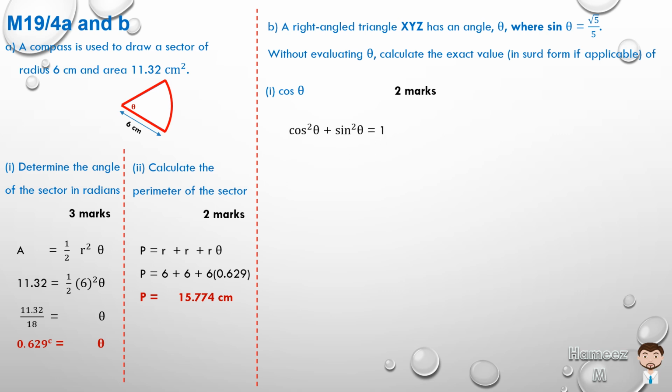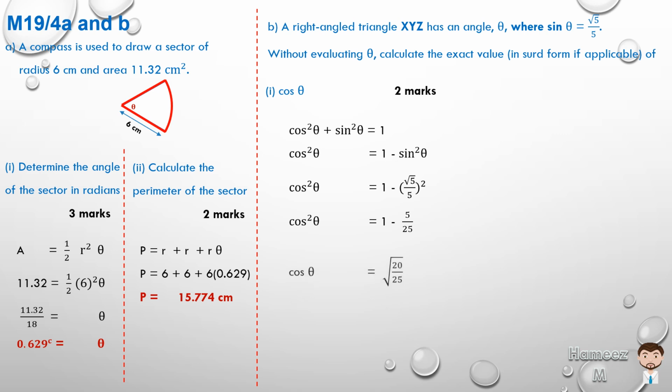Cos squared theta plus sine squared theta is equal to 1. So cos squared theta is equal to 1 minus sine squared theta. And we know sine theta, so we can substitute. So cos squared theta is equal to 1 minus the square root of 5 over 5, all squared, which means 1 minus 5 over 25. And 5 over 25 is 1/5. So 1 minus 5 over 25 works out to be 25 minus 5, which is 20 over 25.